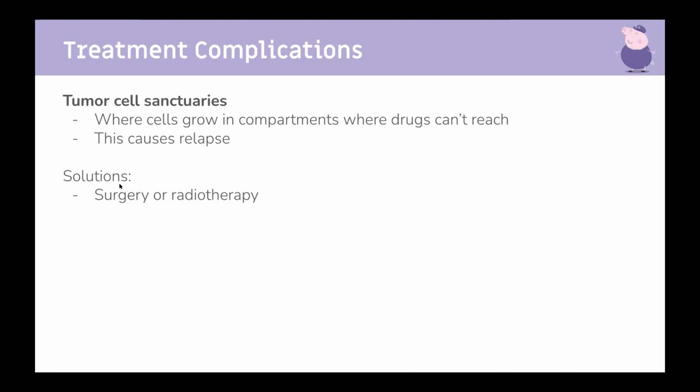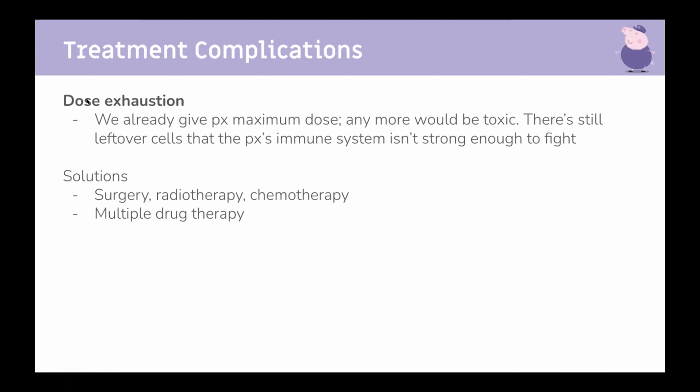Other treatment complications include tumor cell sanctuaries, where the tumor grows in compartments the drugs can't reach. Solutions include surgery or radiotherapy. You can also have dose exhaustion, where you've used the maximum dose of that anti-cancer drug and any more would be toxic, hence you have to stop giving that drug. The solution is to give another drug of a different class, so the drug doesn't become toxic to the patient. Surgery, radiotherapy, and other chemotherapy options are also solutions.